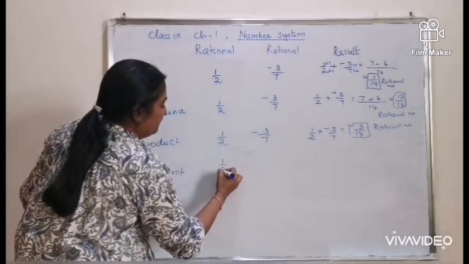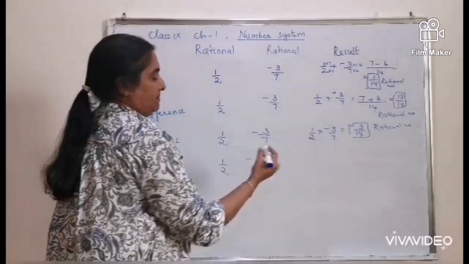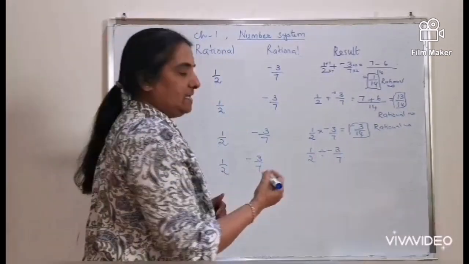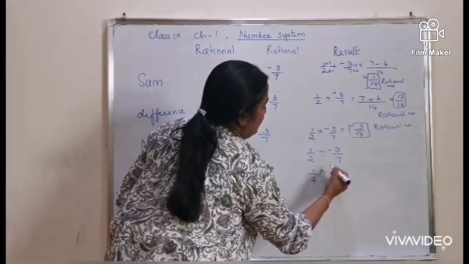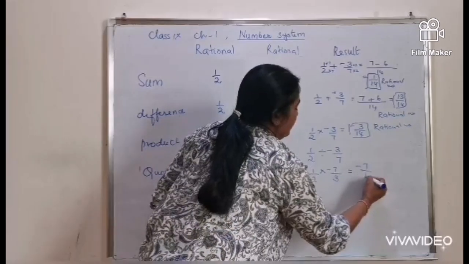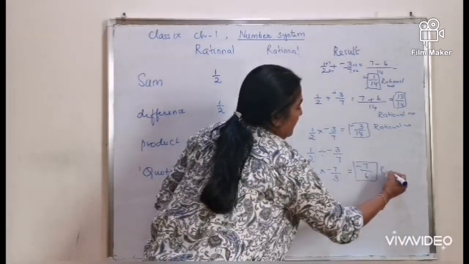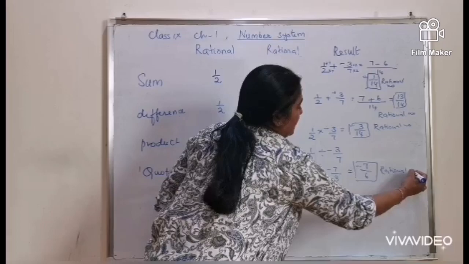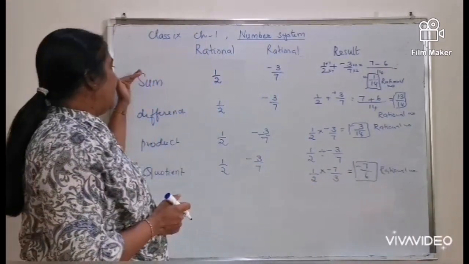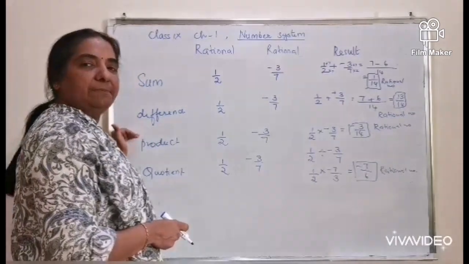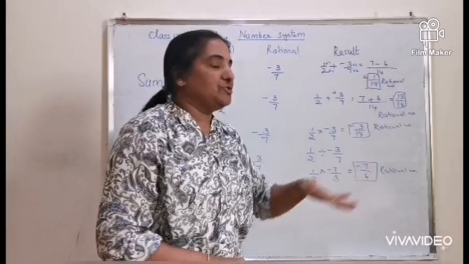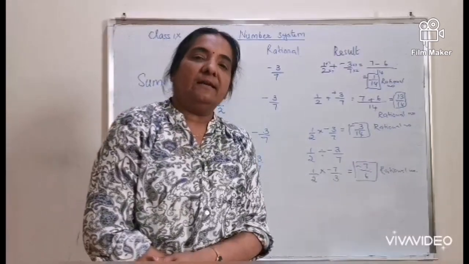The quotient of 1/2 and -3/7: the calculation is multiplied by the reciprocal, and it is -7/6, again a rational number. Thus, when two rational numbers are added, subtracted, multiplied or divided, the resulting answer also will be a rational number.